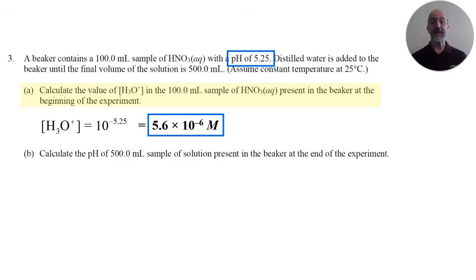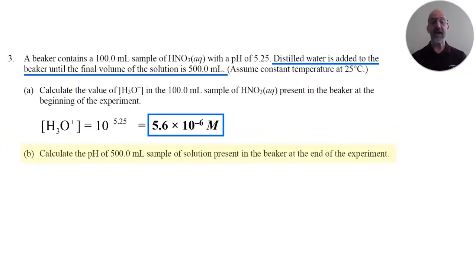Now it does say in this experiment that distilled water is added to the beaker until the final volume of the solution is 500 milliliters. So it looks like in question 2 and in question 3 in this packet, we're doing a dilution with water, and it's affecting the pH and also changing the concentration of either the hydronium ion or the hydroxide ion, depending on what we're considering in this example. So we're going to focus our attention on the new pH.